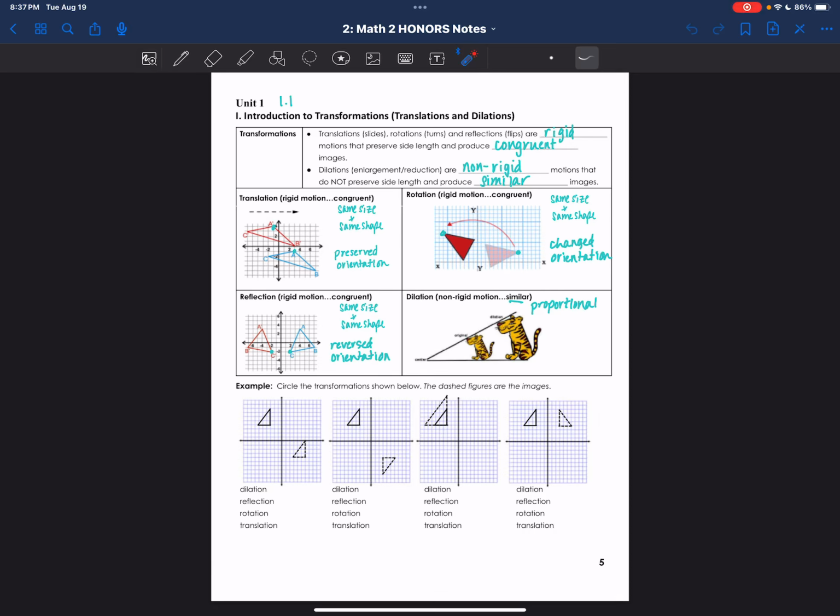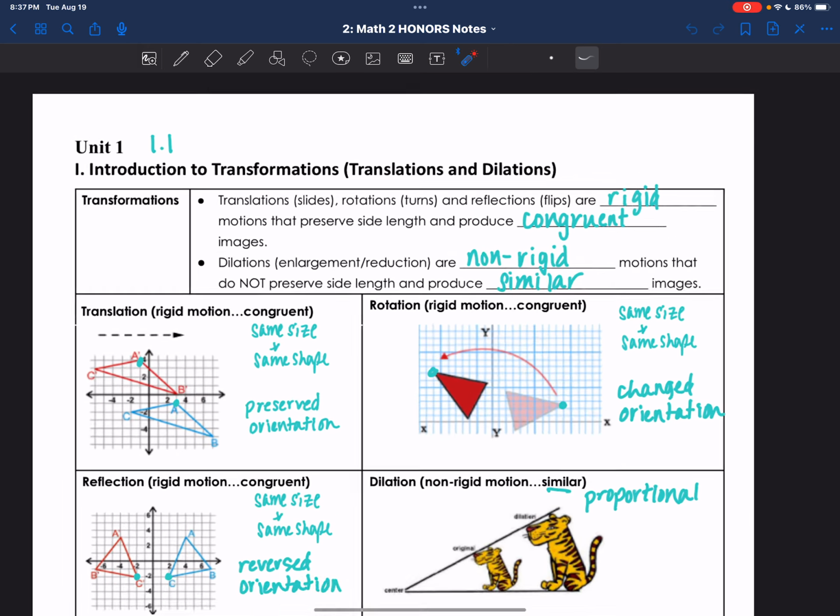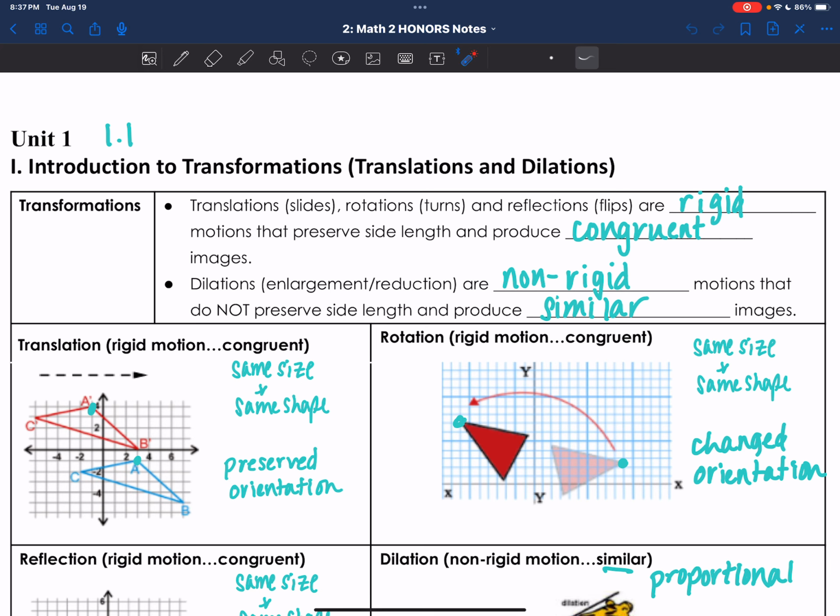All right, hey everyone, what we're going to be talking about today is the introduction to transformations, and we're going to focus on translations and dilations. So let's get started. Make sure you're writing down what we got here for the notes.